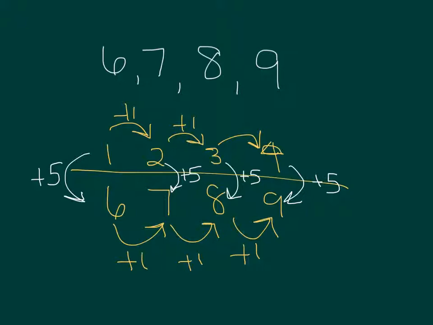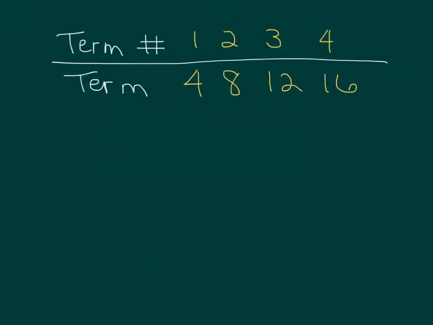So you could say that the terms have a common difference of 1, meaning they have a pattern of 1 related to each other. Or if you wanted to write an equation, you could say that the term equals the number plus 5. So the number of the term plus 5 actually gives you what the term is. Pause the video to try this example. Describe each sequence using words and symbols.